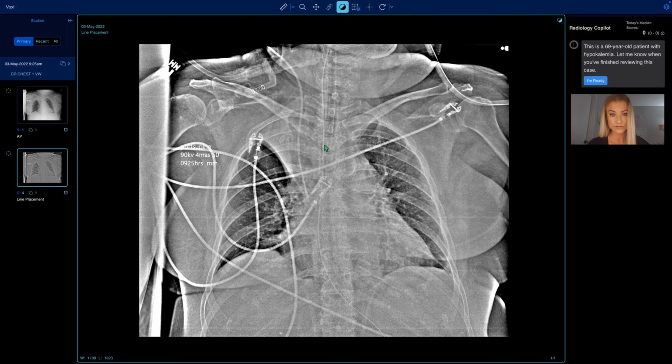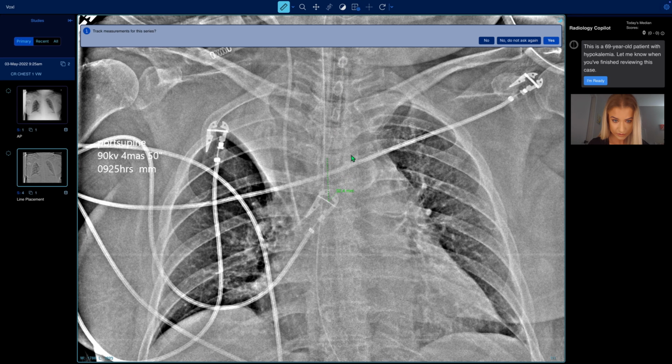Okay, next I can see that there's an enteric tube. The enteric tube courses midline and then travels inferior to the diaphragm with its tip inferior to the field of view, and it is adequately placed. Then we can also see we have an endotracheal tube, and we can see here that the tip is above the carina, which is adequately placed.